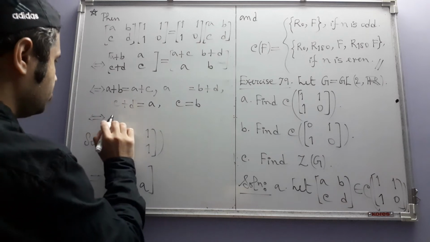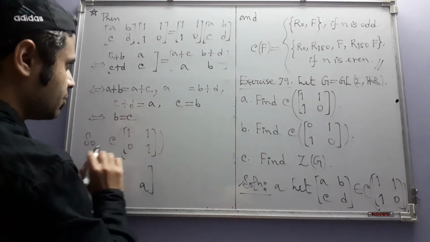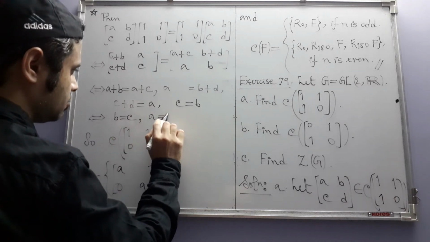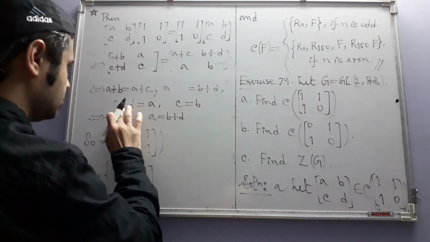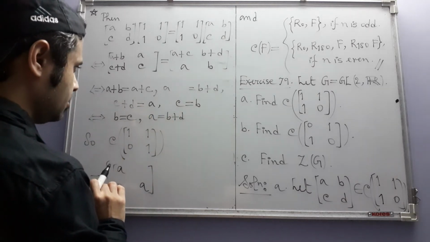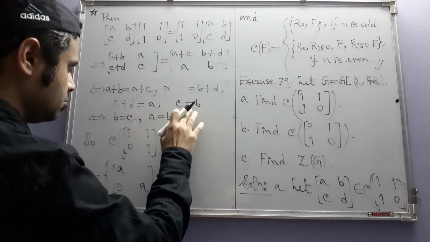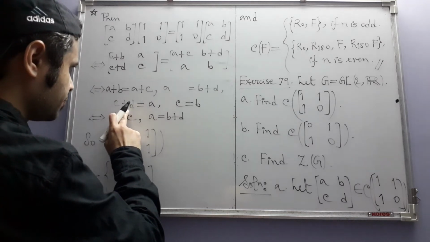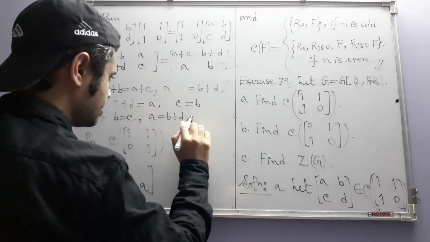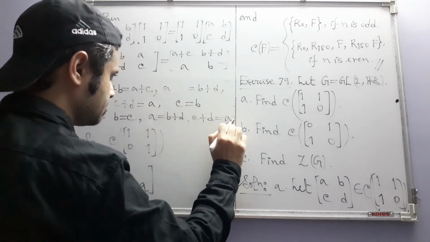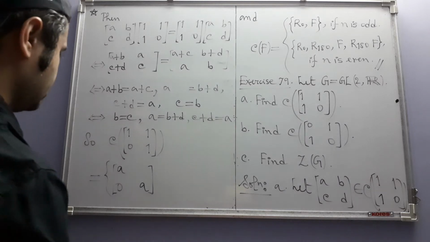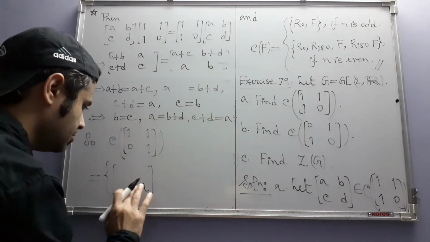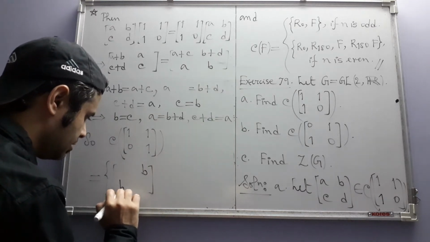So B is equal to C, that's what we get from here. A is equal to B plus D, that is still there. C plus D is equal to A, but if we use the fact that B is equal to C, then we get A is equal to B plus C. Let us just write the condition as it is, and this we already have. So now what can we write? B is equal to C, so that means we can write like this.